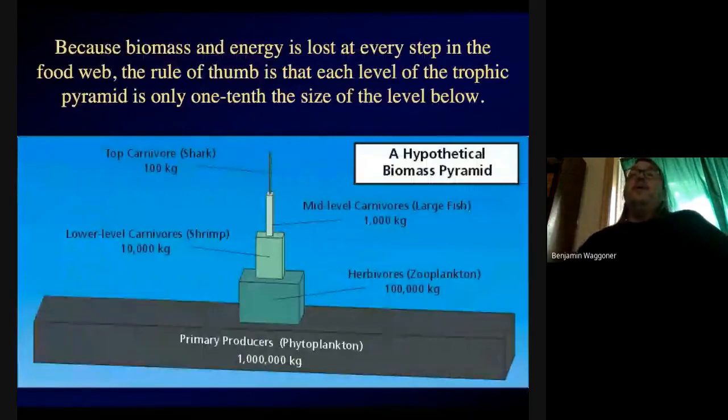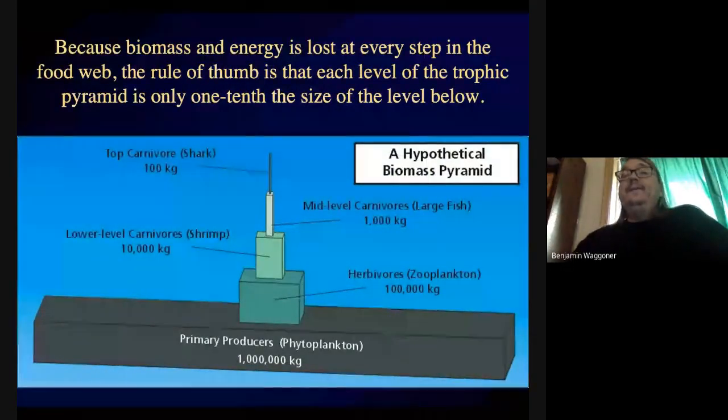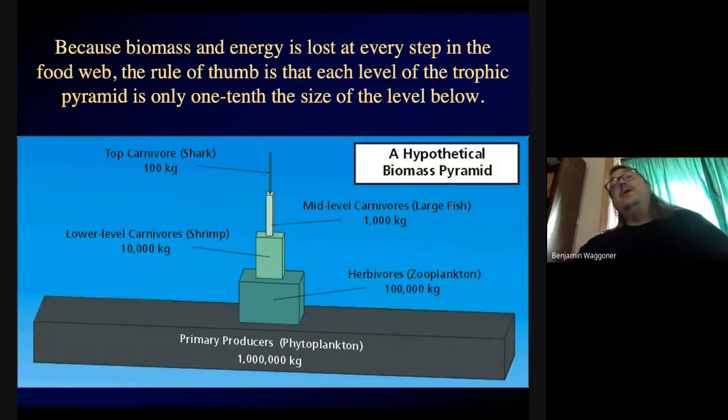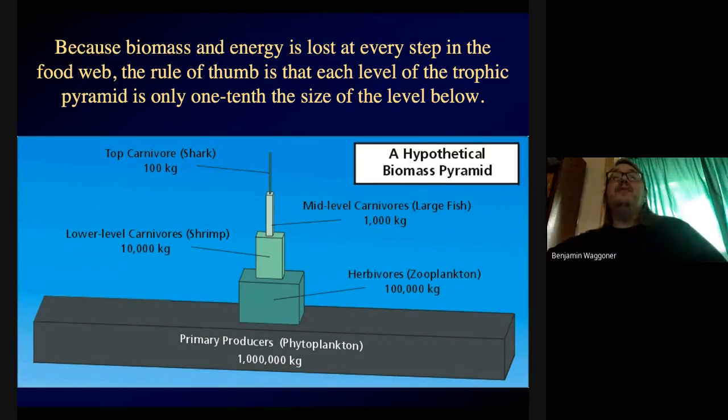So here's one drawn for a piece of the ocean. It might take 1 million kilograms of phytoplankton, those little single-celled algae drifting around, to sustain 100,000 kilos of little shrimp, the zooplankton, to sustain 10,000 kilos of lower-level carnivores, to sustain 1,000 kilos of large fish, to sustain a 100-kilogram great white shark. So each step of that trophic pyramid is only about 1/10 the size of the level below.